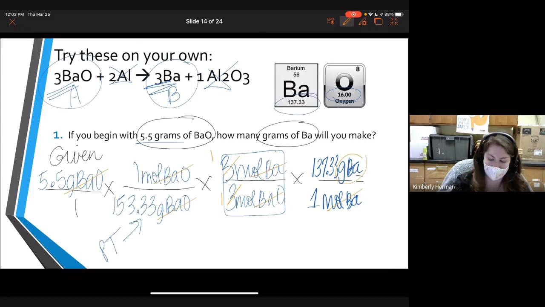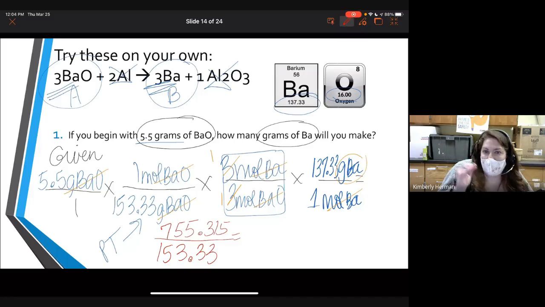So let's get our top number first. So we're going to see 5.5 times 1 times 1 times 137.33 gives us the top of 755.315. And then our bottom, we're going to see it's 1 times 153.33 times 1 times 1. So we'll just have 153.33 here. And then we're going to divide our top by our bottom. So we're going to hit divide by 153.33.